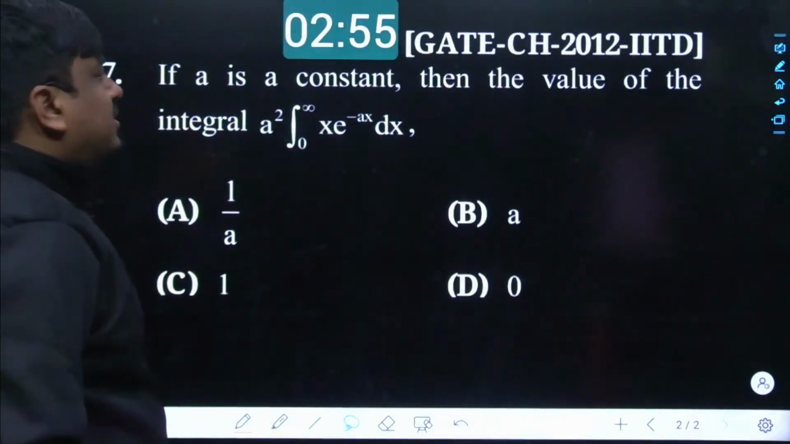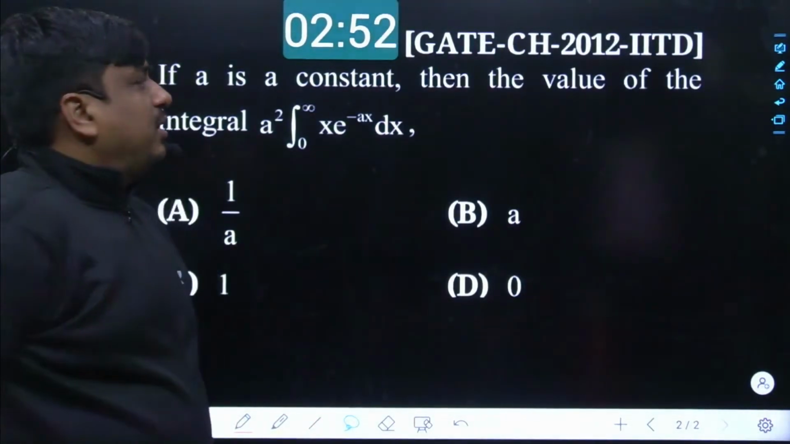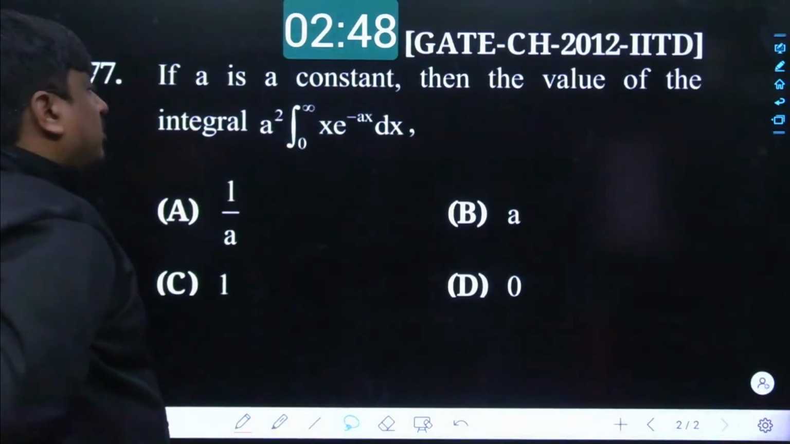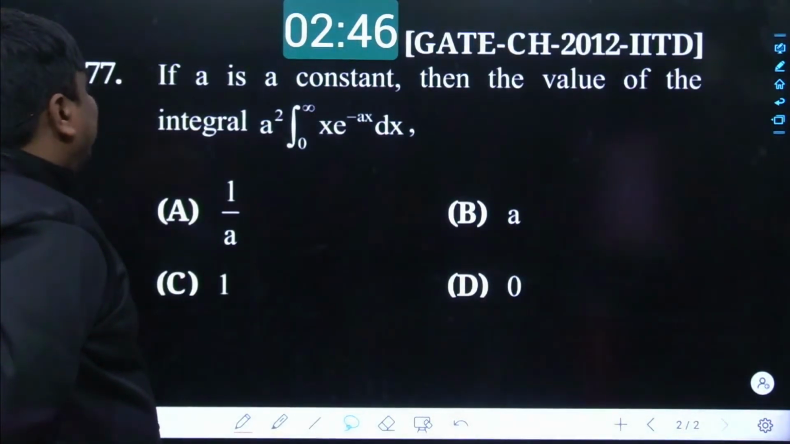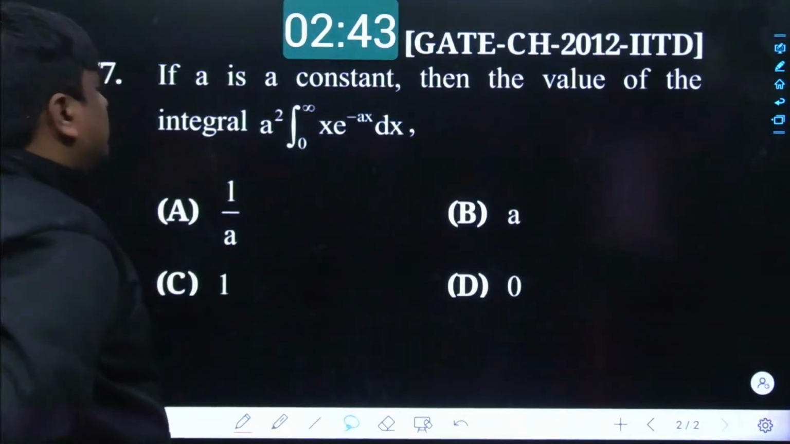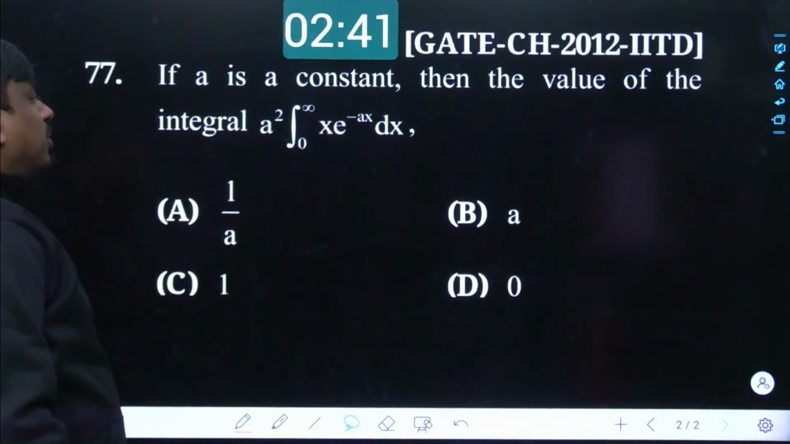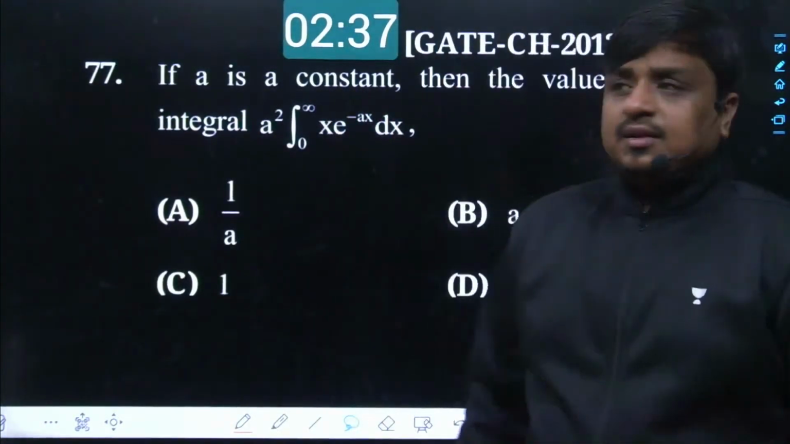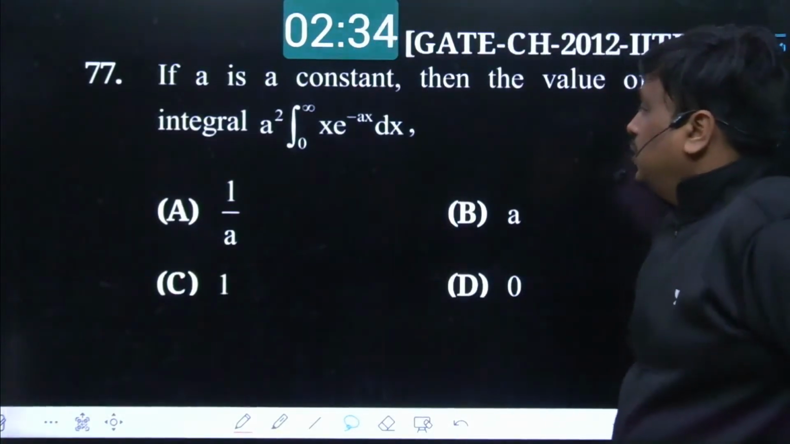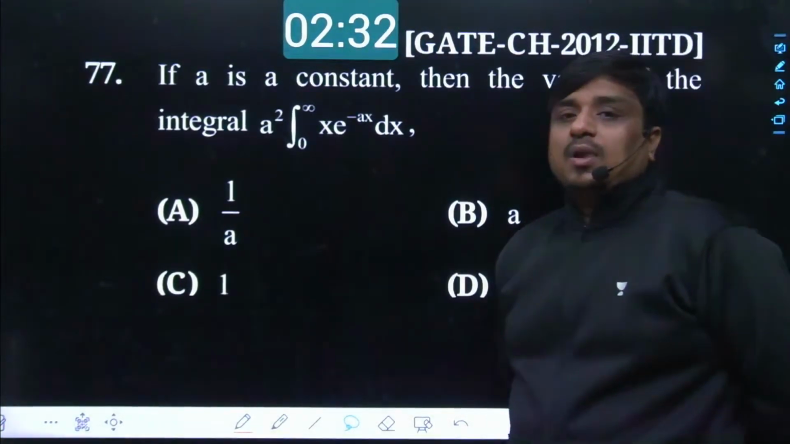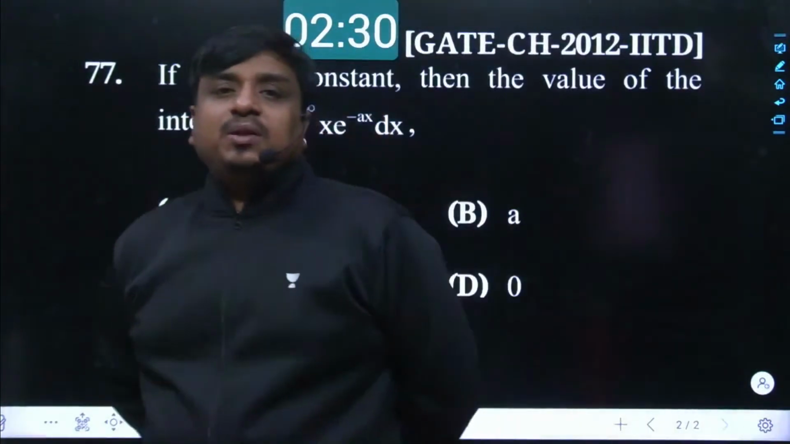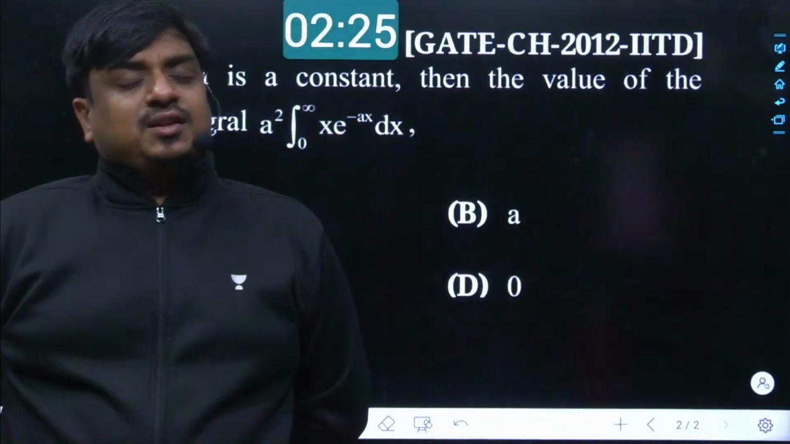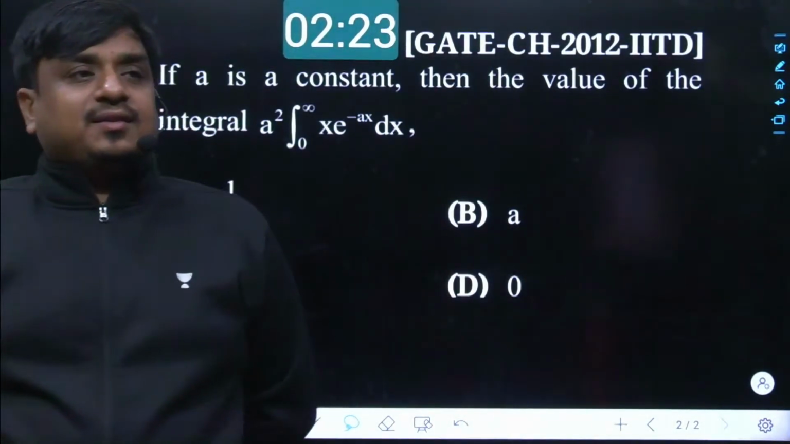The problem had been asked in GATE Chemical Engineering, year 2012. The problem says if a is a constant, then the value of the integral a squared, where the integration goes from 0 to infinity, of x e to the power of minus ax dx is equal to what? So my basic methodology would be to convert this given problem into the standard gamma form of integration, and easily from there onwards we can get its answer.